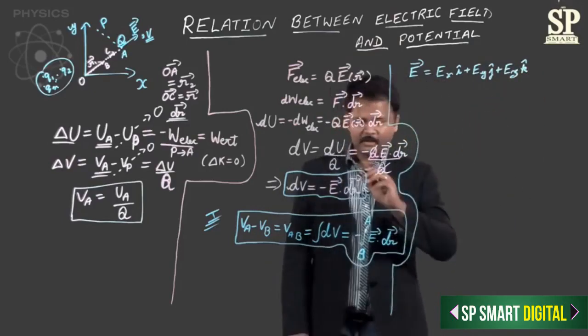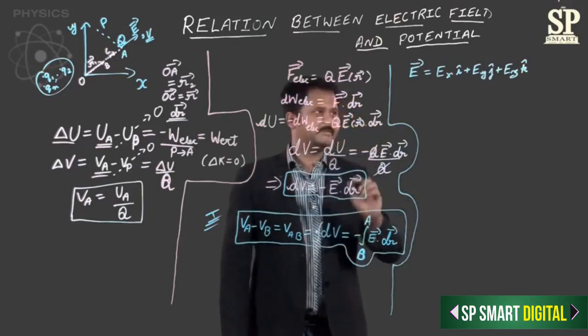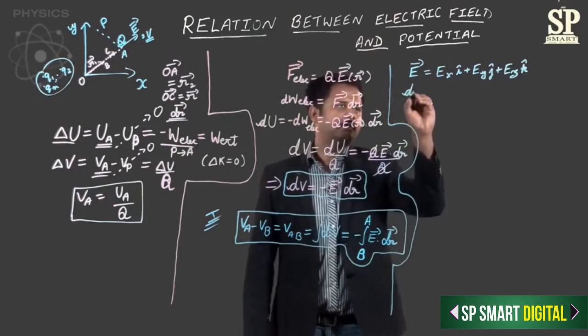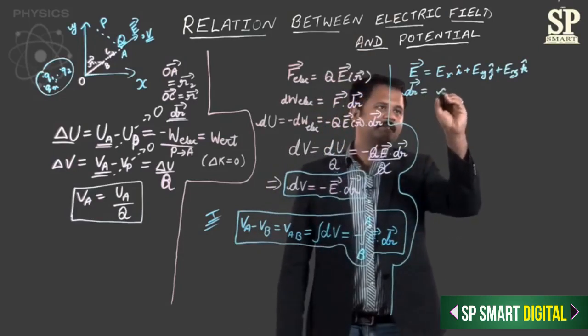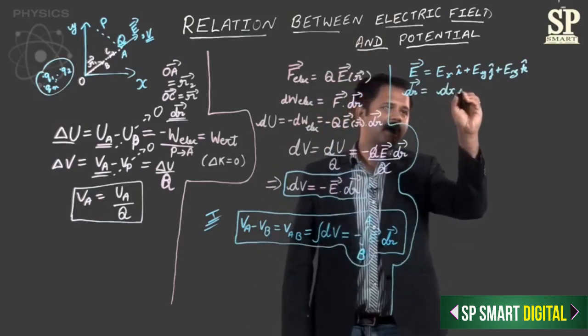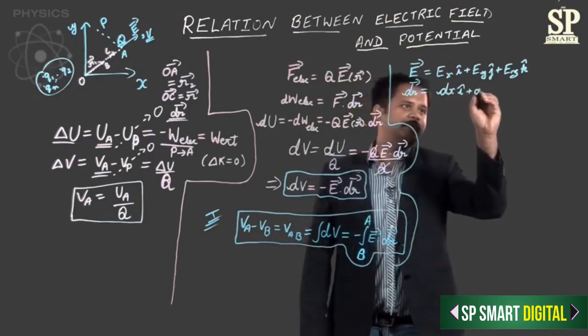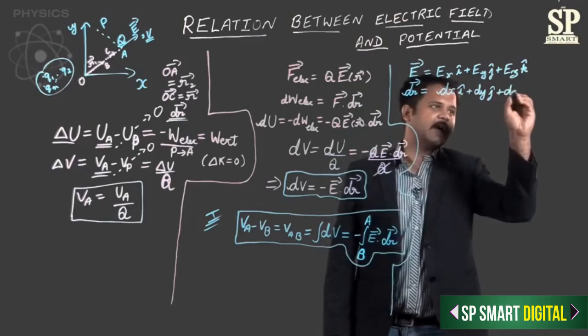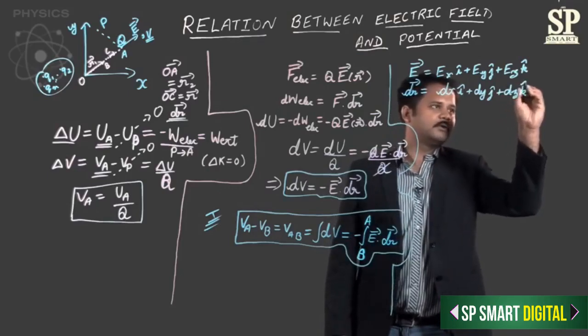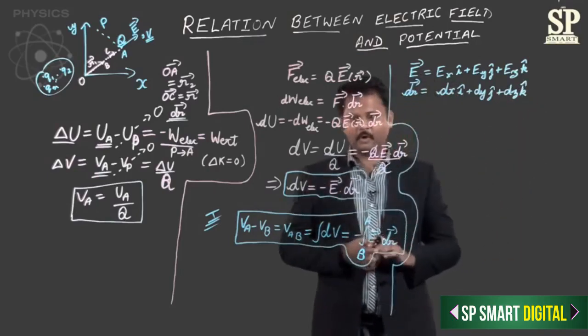And similarly, this differential displacement dr, if this has been given to us as, let's say, dx i cap plus dy j cap plus dz k cap, then let's see how this formula looks.